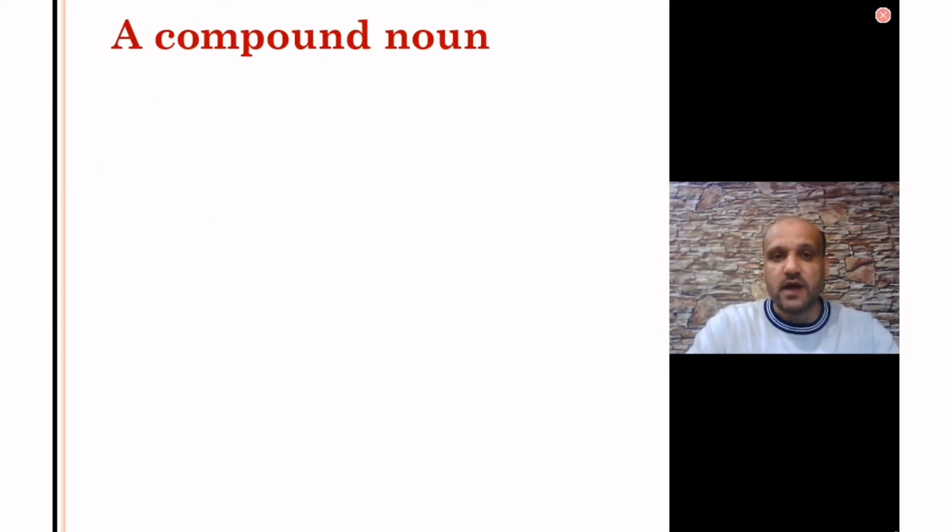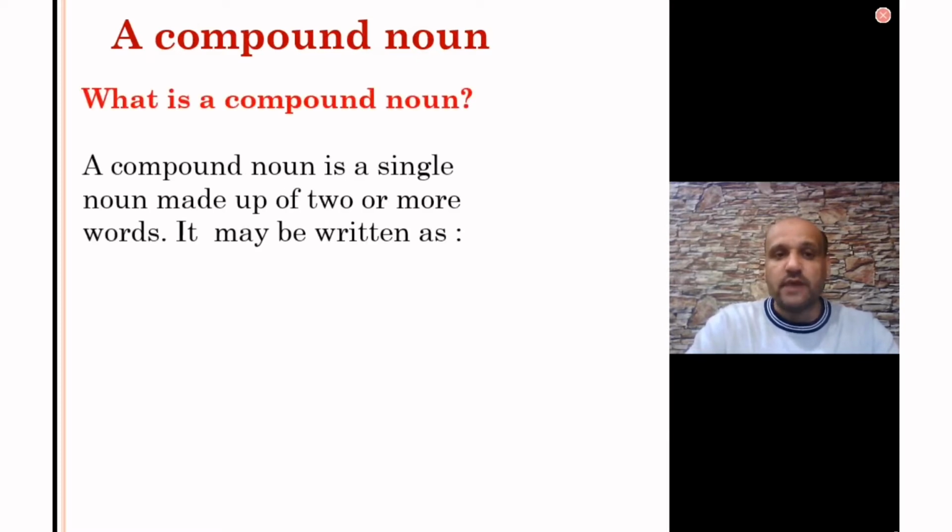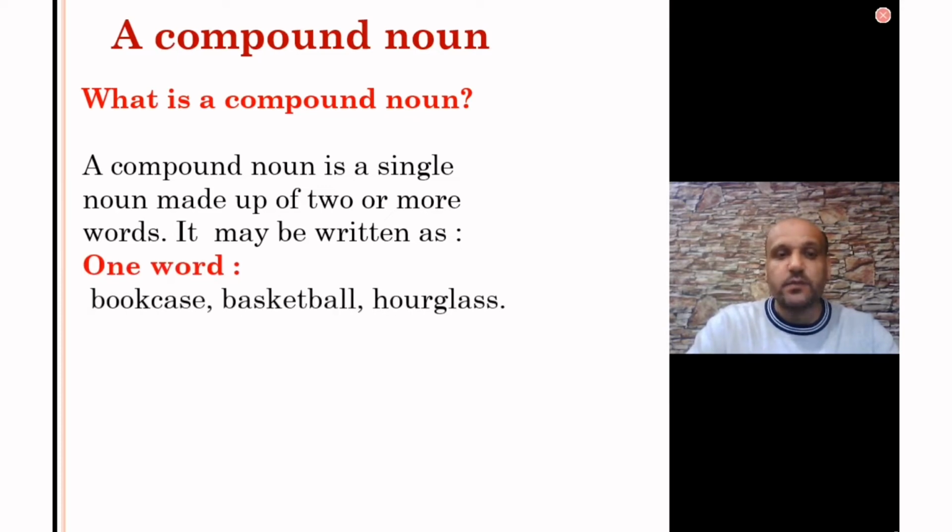There are some kinds of nouns. There is a compound noun. What is a compound noun? A compound noun is a single noun made up of 2 or more words. It may be written as follows. Look at these examples. The compound noun can be one word. For example, bookcase.